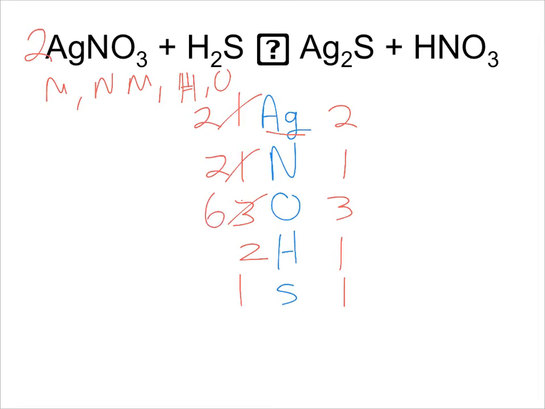I don't have any more metal, so I'm going to go to my first non-metal, which is nitrogen. And the nitrogen needs to be a 2, so I'm going to put a 2 in front of the HNO3 on the product side. That makes for 2 hydrogens, 2 nitrogens, and 6 oxygens. And now I have the same number of atoms on both sides, and so the ratio is 2 to 1 to 1 to 2. The ones are coming from the fact that wherever you do not see a coefficient, that's where the 1 would be.